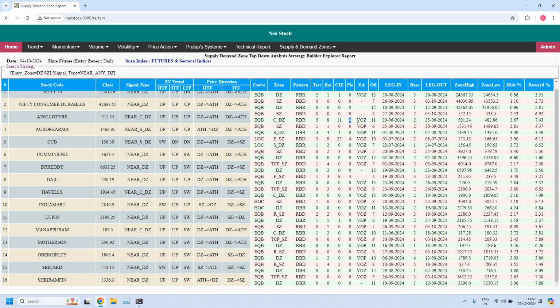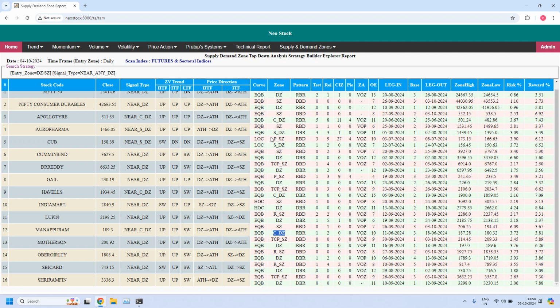And this is pierced, so it's not valid. Apollo Tyres is not a valid high liquidity zone because it is already pierced. Next, Arvind Pharma is having a high liquidity demand zone, already tested 3 times. If you can find a fresh fine-tuned 5-minute zone, you can plan a trade. And next, CUB is also a high liquidity demand zone. Next, Havells is having a high liquidity demand zone. Next, Manappuram is having a high liquidity demand zone. That's it.